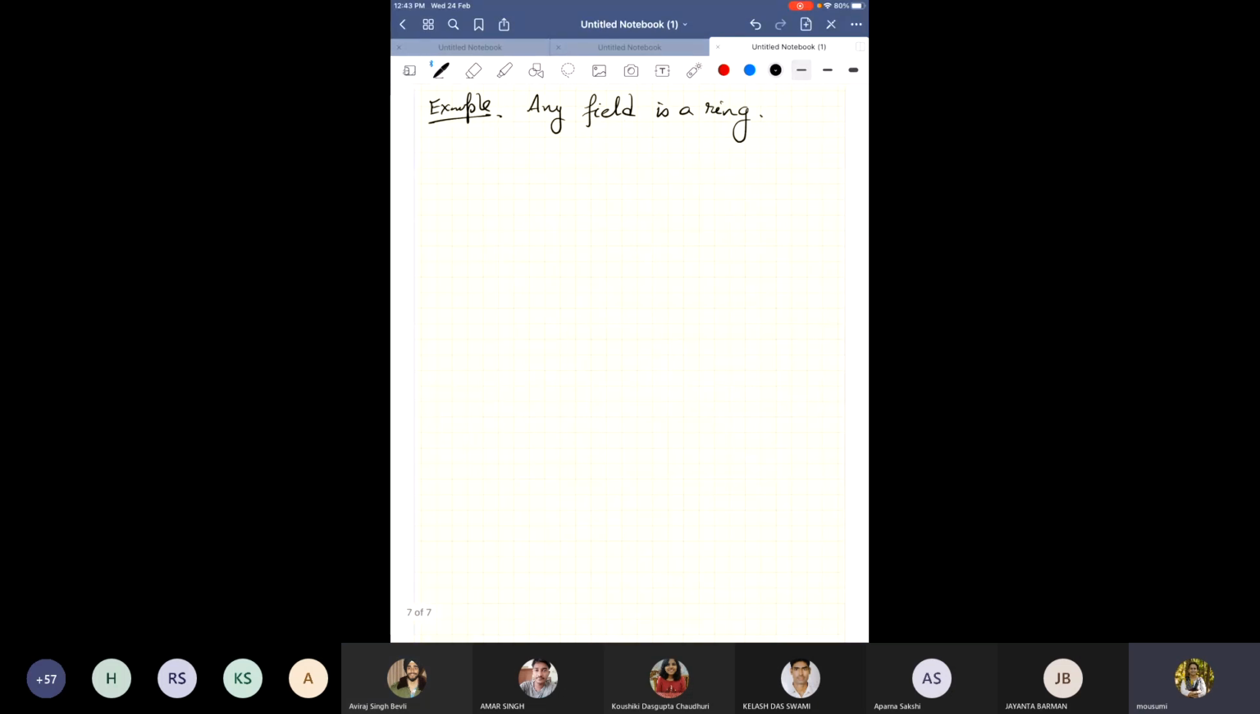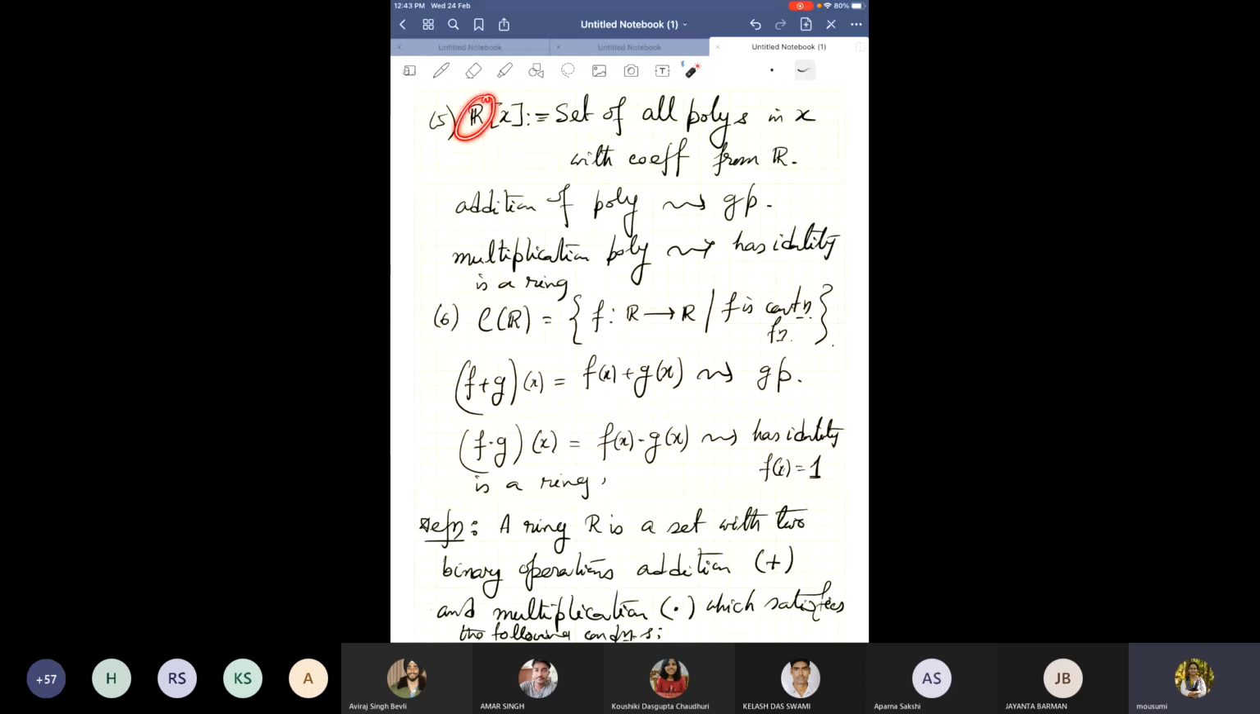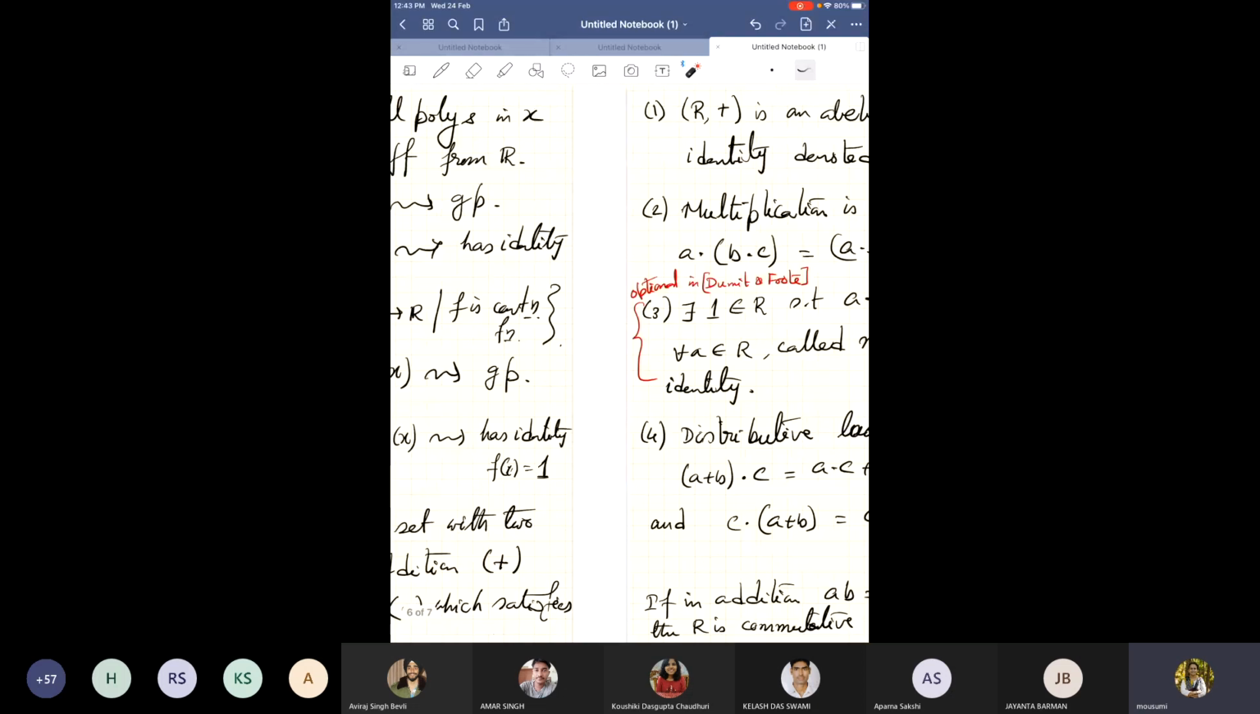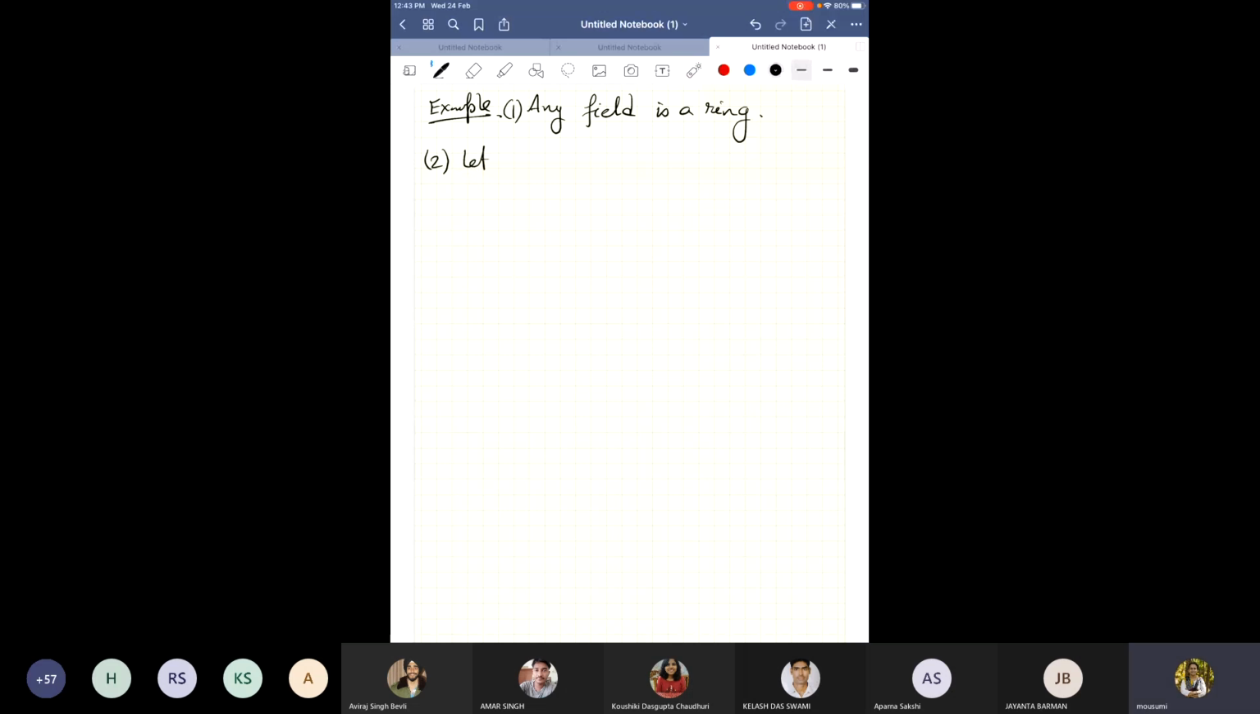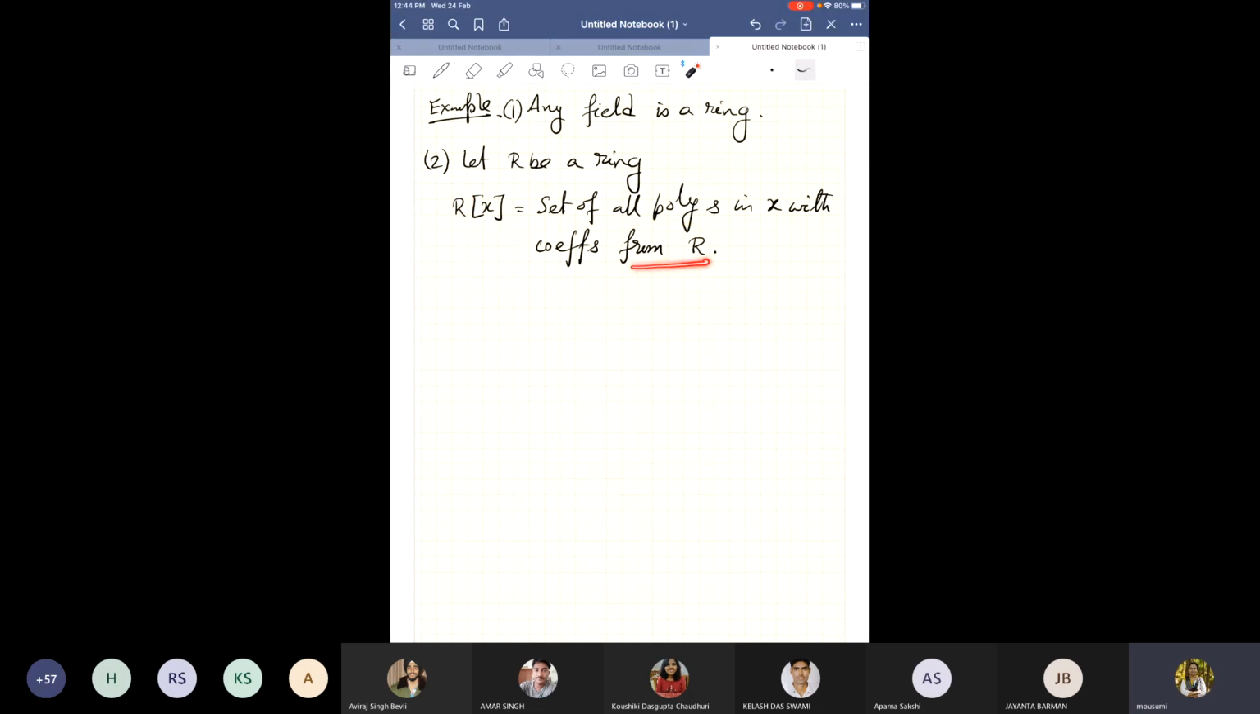So now these are examples of rings. These polynomials I have defined first over the real numbers R, but you can define the same thing over any arbitrary ring R. So let R be a ring, and let us denote by R[x] the set of all polynomials in x with coefficients from the ring R. Here this R is an arbitrary ring I'm starting with, and then I'm considering the set of all polynomials such that the coefficients are from this arbitrary ring R.